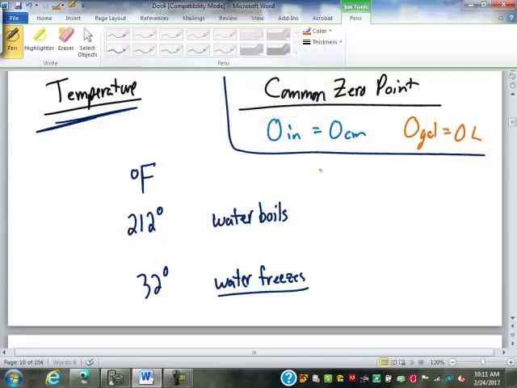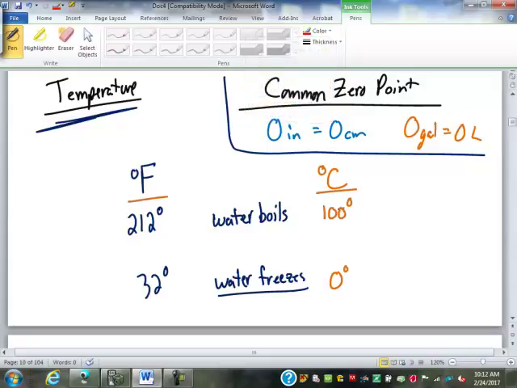In the Celsius scale, which is the metric equivalent, can anybody tell me what temperature water freezes at? 0 degrees Celsius. And boils? What temperature does water boil at in Celsius? 100 degrees Celsius. Good.